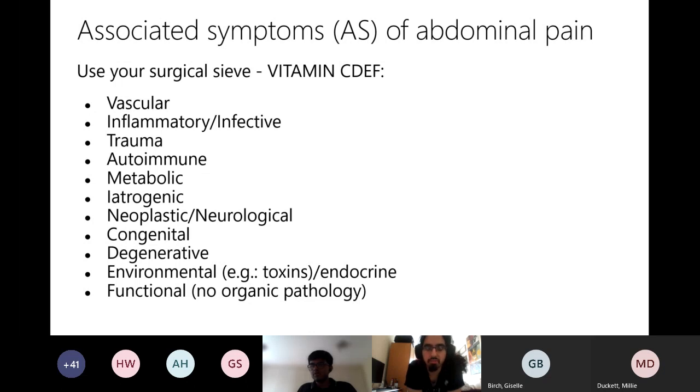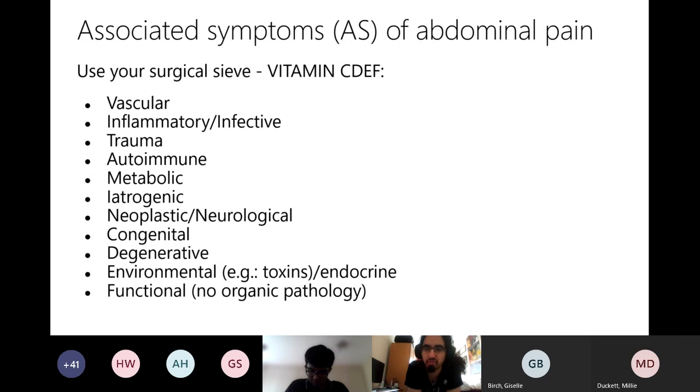Metabolic is such a broad range of things that the associated symptoms for that will be covered by everything else. Exactly. Iatrogenic, it won't be so much associated symptoms as something that you'll pick up from past medical history and drug history. Neoplastic causes, again, your systemic symptoms. Congenital, again, you pick up on past medical history.